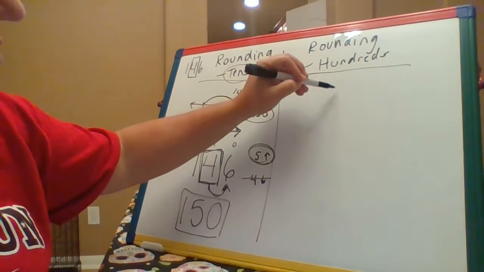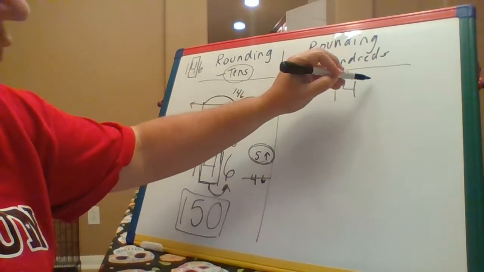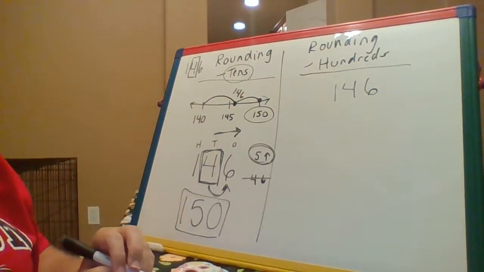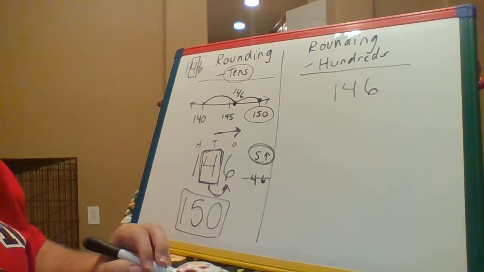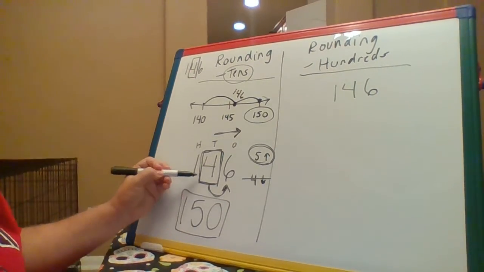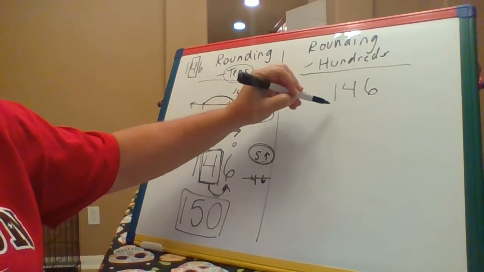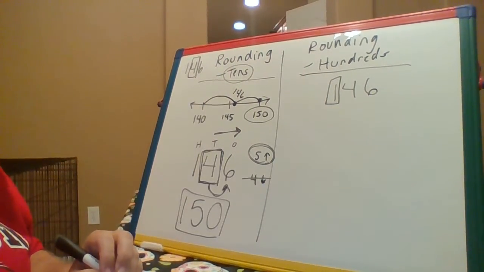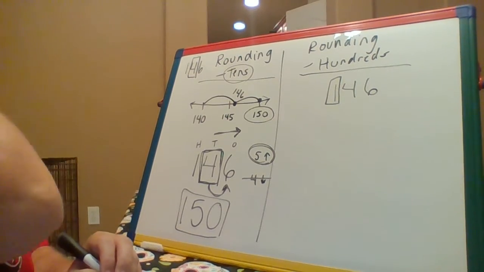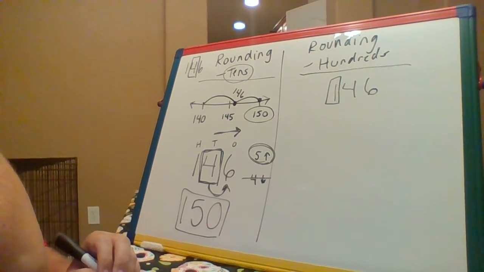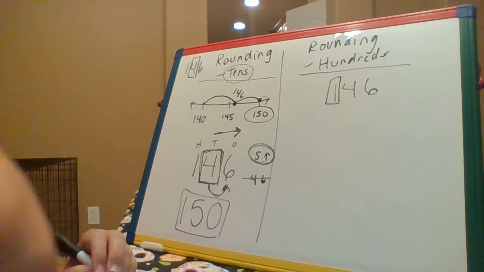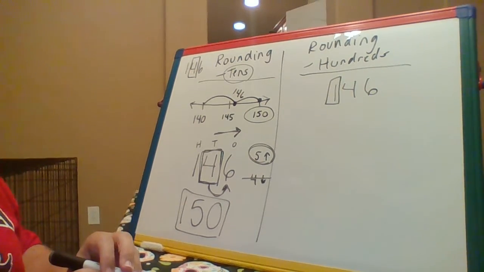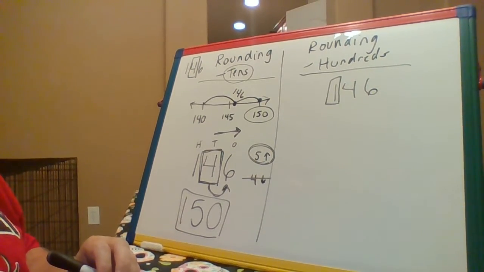All right, let's take our same number, 146, and this time round it to the nearest hundreds. So here we were looking at the digit in the tens place. Here we're going to look at the digit in the hundreds place. Same thing if I round to the nearest 1,000, I'm going to look to the thousands place. If I round to the nearest 10,000, I'm going to look at that digit that's in the 10,000th place.